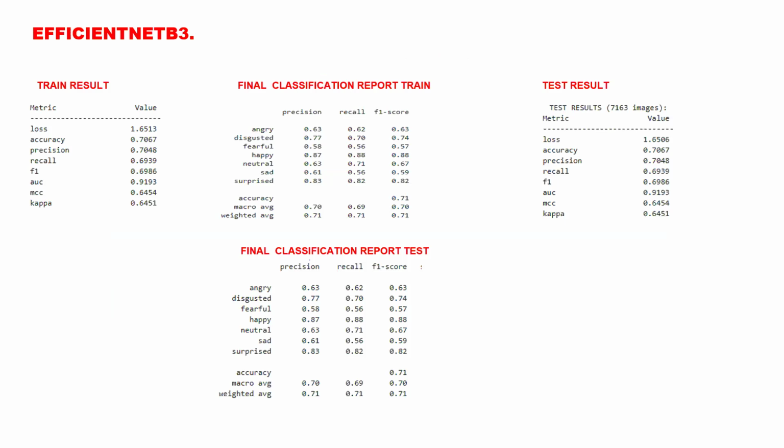Next, these are the results of the EfficientNet B3 model that we have used. The classification report includes evaluation metrics such as precision, recall, F1 score, and accuracy. This model showed consistent results during both training and testing phases, indicating reliable emotion classification ability. These results are after using different validation and cross validation. Before, we got 69.71% accuracy without doing any validation.